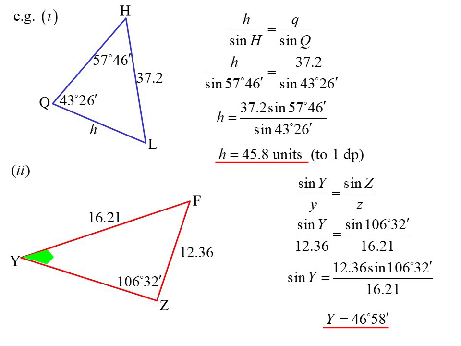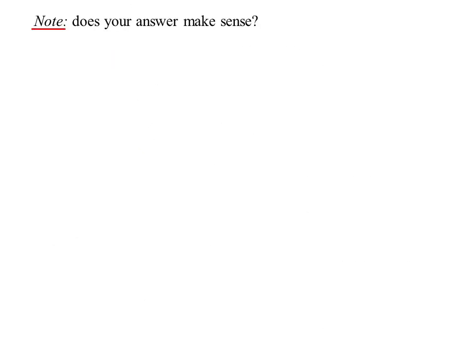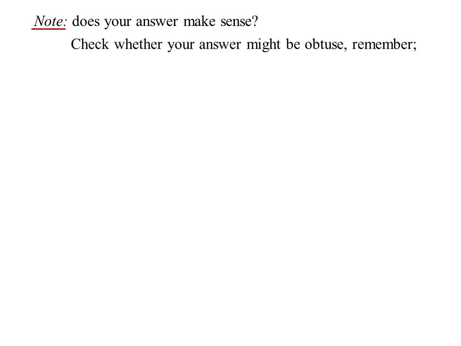Thing to be careful with, of course, with sine: does your answer make sense? Because, of course, the answer might be obtuse and your calculator's not going to give you the obtuse angle. So things to check. The angle sum of a triangle is 180 degrees. We know that. So if it comes up with an answer which means that the angle sum is going to be bigger than 180, clearly something's wrong.